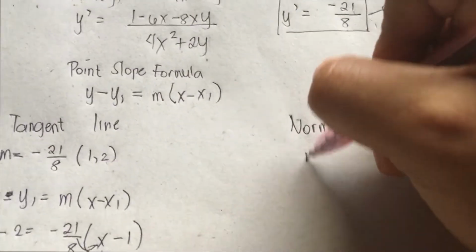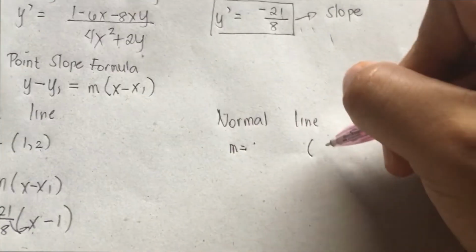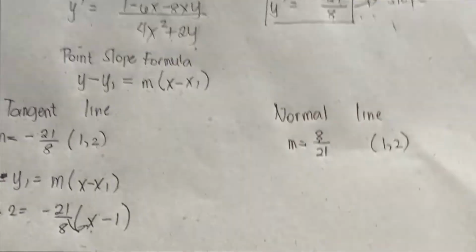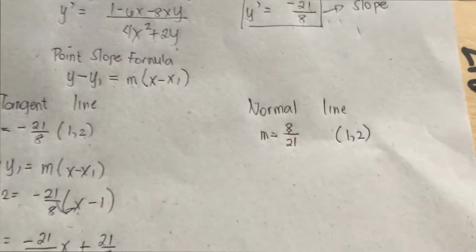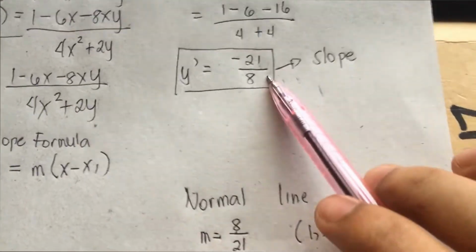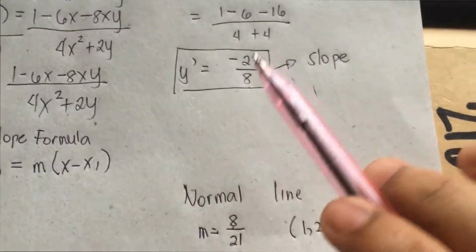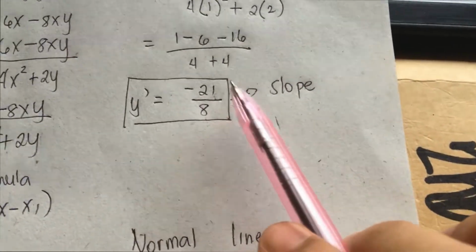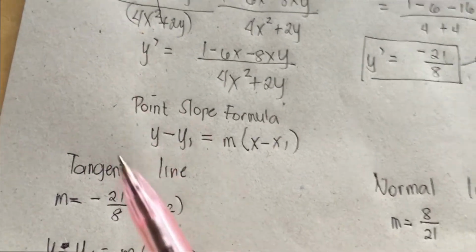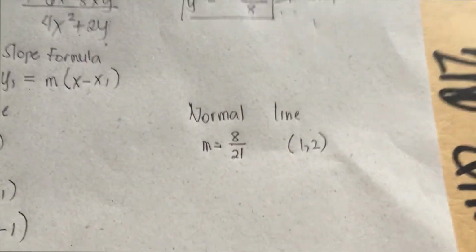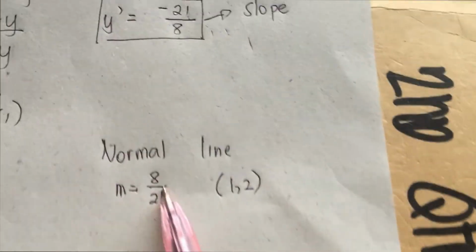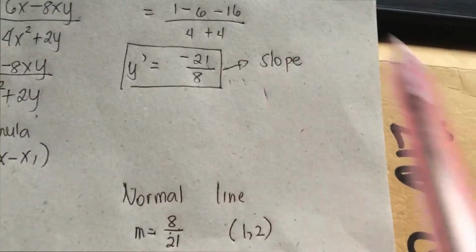This is now the equation of your tangent line. On the other hand, for the equation of your normal line, the point is the same, 1, 2. But your slope is different. The slope is 8 over 21. Why 8 over 21? Listen to this one. Our original slope is negative 21 over 8. Whatever slope you got, that is what you use for the tangent line. But for the normal line, you are going to get the negative reciprocal.